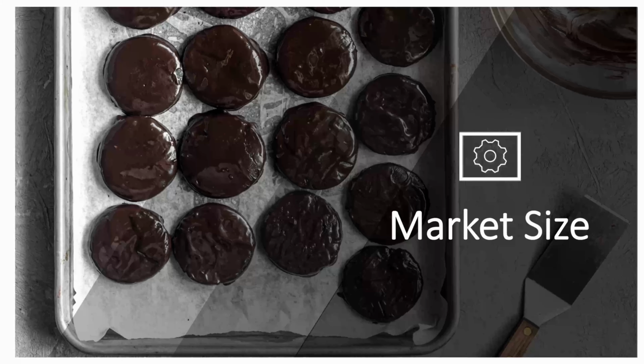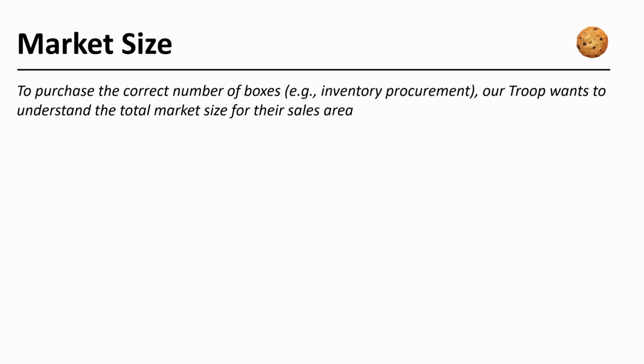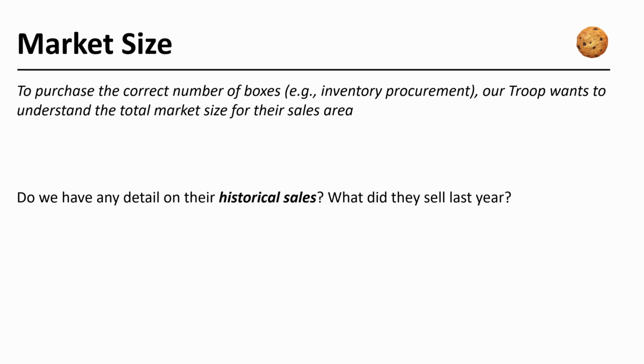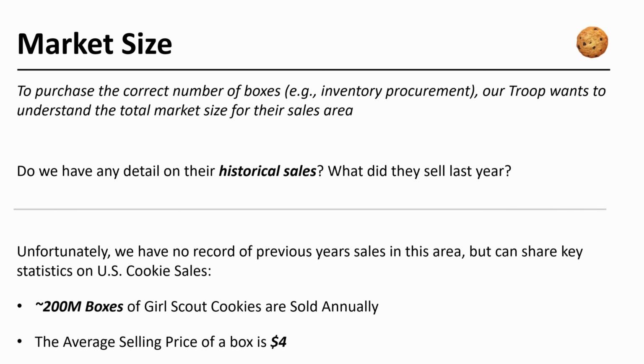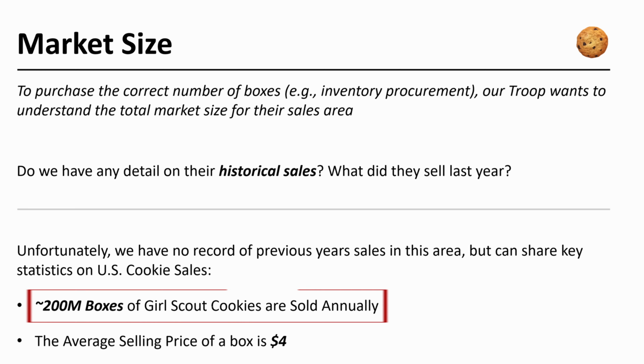We are going to start with the market size. To purchase the correct number of boxes, our troop wants to understand the total market size for their sales area. The first question you might want to ask is, do we have any detail on their historical sales or the number of boxes that this troop sold last year? Unfortunately, there is no record of previous sales in this area, but we can share key statistics on the total US cookie sales. 200 million boxes of Girl Scout cookies were sold annually, and the average selling price of a box is $4.